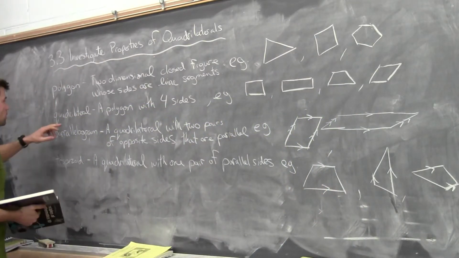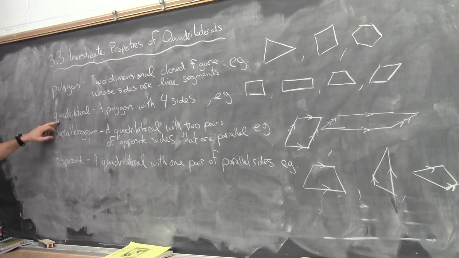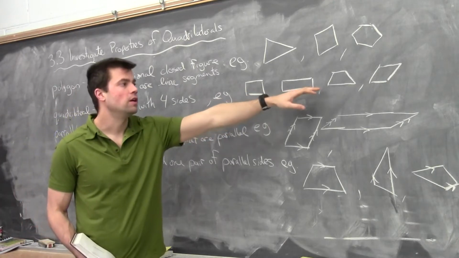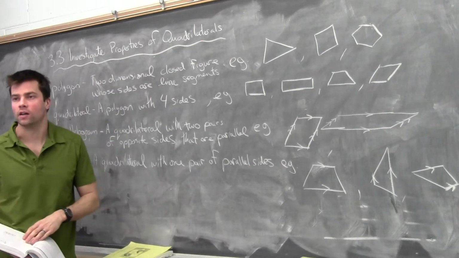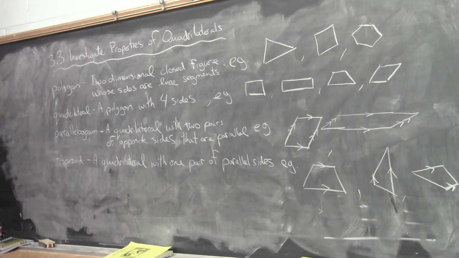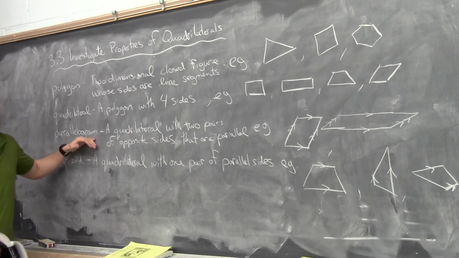Quadrilateral. Check the prefix of the word: quad means four, right? So it's a polygon that just has four sides. It doesn't have to be a square. It could be a different shape as long as it has four sides. It could be any strange shape. That's a quadrilateral.